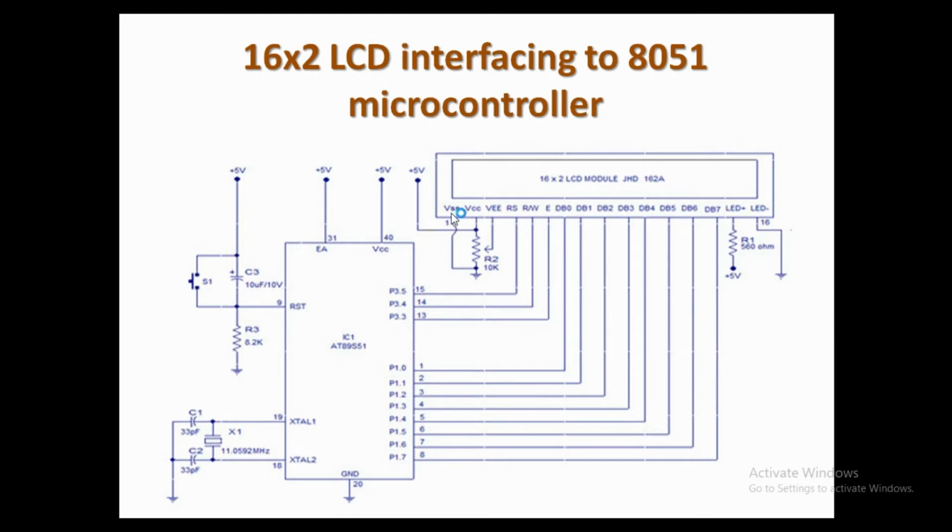The first pin, which is VSS, is going to be grounded. The second one, VCC, is the power source; you will use 5 volts. The third one is a variable resistor. This resistor is very important because it controls the contrast or brightness of the screen. Then these 3 pins, the register select, the read write, and the enable pins, are connected to 3 port pins of the third port.